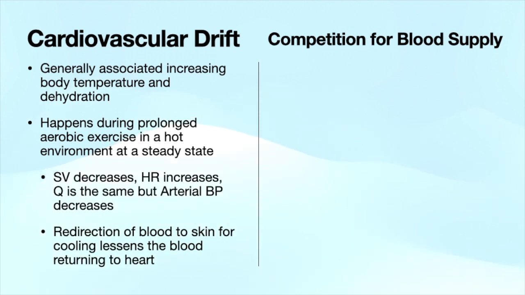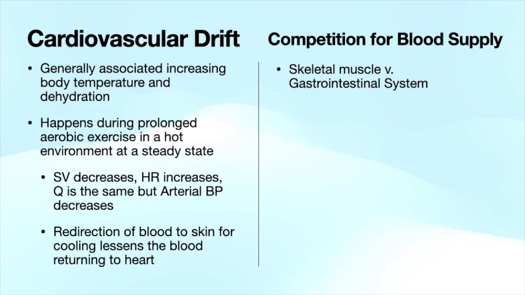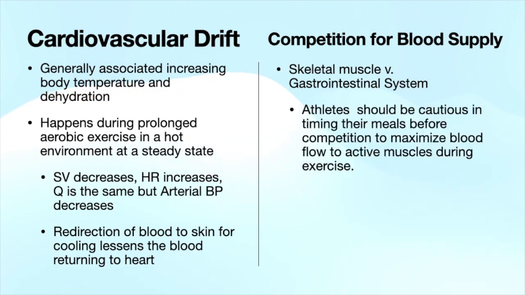So in terms of redirection of blood flow through skeletal muscles or the gastrointestinal system, in application, athletes should be cautious in timing their meals before competition to maximize blood flow to active muscles during exercise. Usually, a very large meal takes about 4 hours to digest, and for snacks, it's around 2 hours. So athletes should time it well.